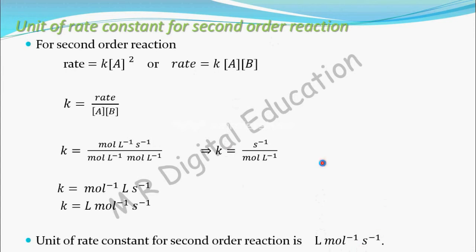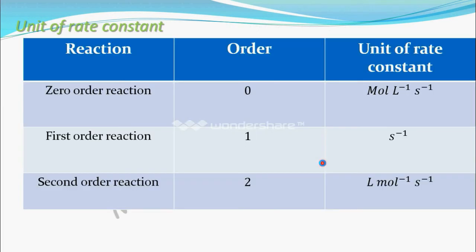Let's see all these units in a table. See, this is reaction, this is order, this is unit of rate constant. For zero order reaction, order is 0 and unit of rate constant is mole per liter per second. For first order reaction, order is 1, unit of rate constant is per second. For second order reaction, order is 2, unit of rate constant is liter per mole per second. Remember all these units, these are very important.